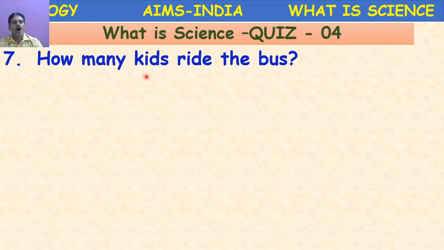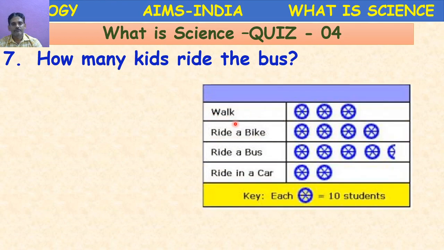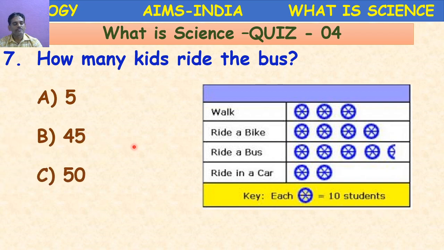Next. How many kids ride the bus? Here also. How many kids ride the bus? So here by walk is given, ride a bike is given, ride a bus is given, ride in a car is given. So here the question, ride a bus only is asked. A clue is also given in the yellow here. A 5, B 45, C 50, D 10.